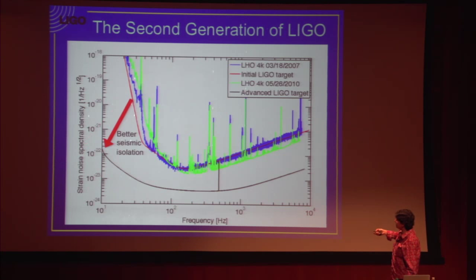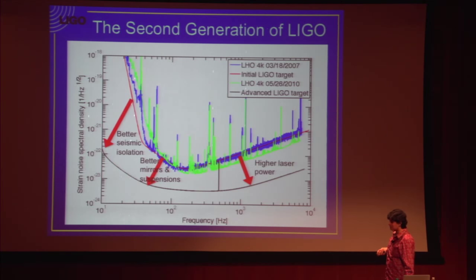It's achieved by getting better seismic isolation at low frequencies. You get better mirrors and suspensions, so your thermal noise goes down at these intermediate frequencies. And finally, at the high frequencies where you're limited by the uncertainty in the number of photons, you just get more photons, and so you get higher laser power. Now, remarkably, when you do all of those things, this black curve is entirely limited by the quantum vacuum fluctuations. And I'll go into that in a few minutes, okay?